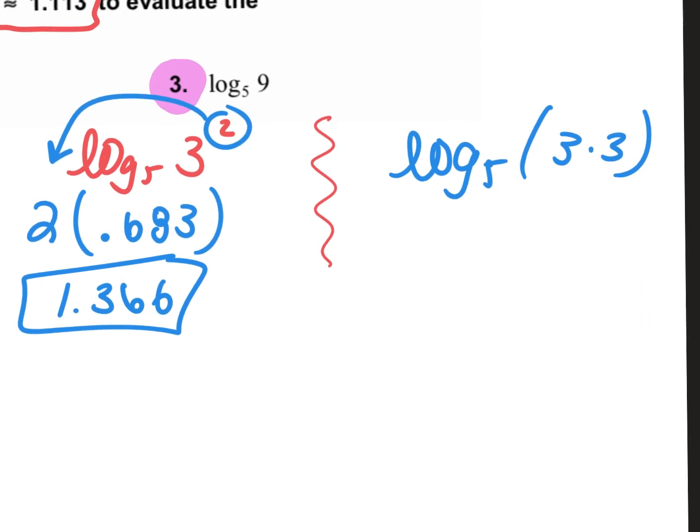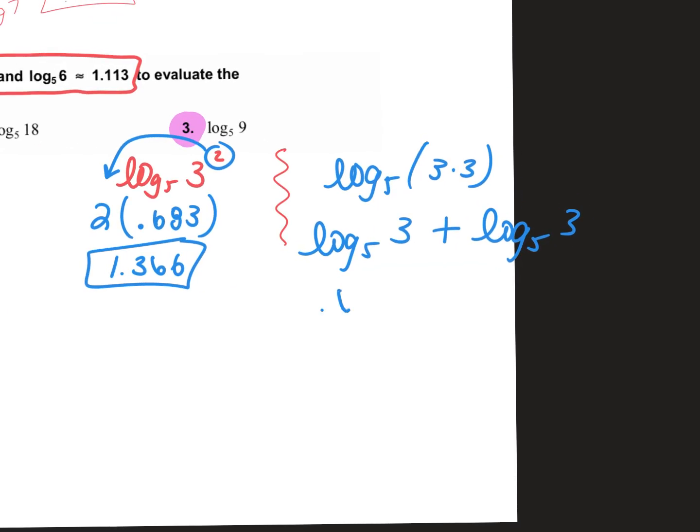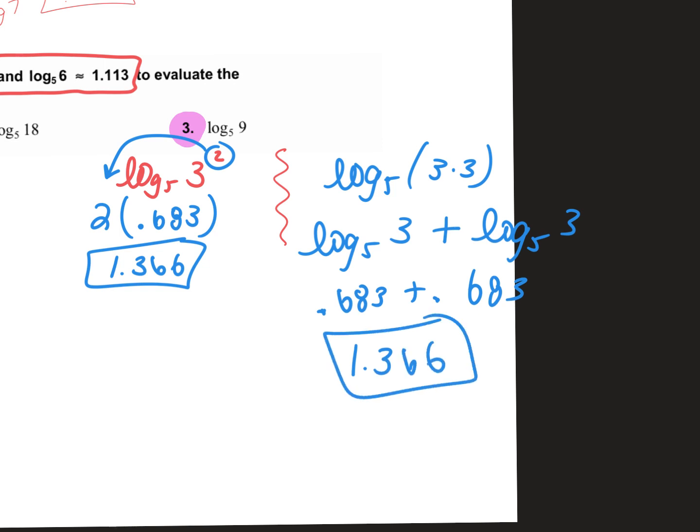Agreed? So when I expand this, when I pull it apart, it's log 5 of 3. What does my multiplication become? Addition, log 5 of 3. And then we would add these 2 together, so 0.683 plus 0.683. What do you get? 1.366.